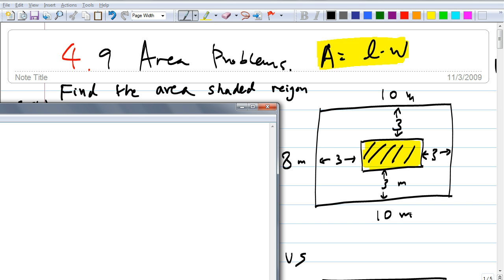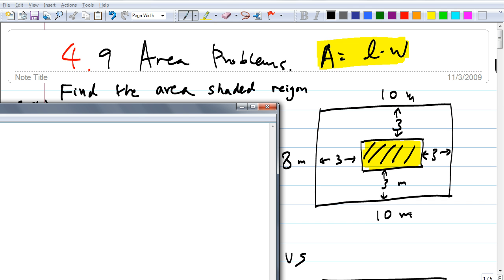Okay. So, anybody know what the dimensions of the smaller one are? How many people say it's 7 by 5? Raise your hand. Don't we just subtract 3 from 10 and 3 from 8? No, why not? That's why I did this problem, because a lot of people think it's 7 by 5. It is not. Why not?